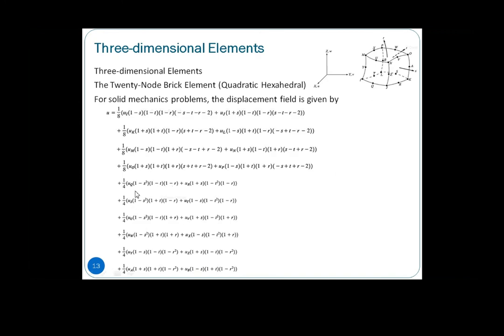Another mid-side node, another 12, right? Another 12 for the mid-side nodes. So Q, R, S, T, U, V, W, X, Y, Z, A, B. So that basically gives us a total of 20 shape functions for this quadratic hexahedral.